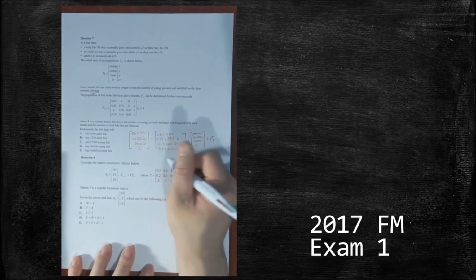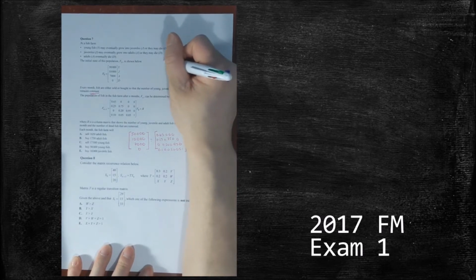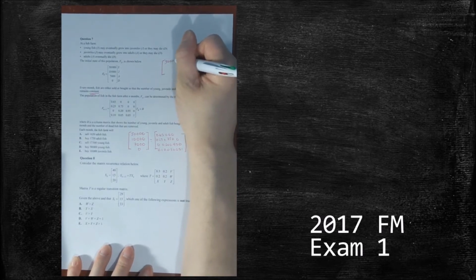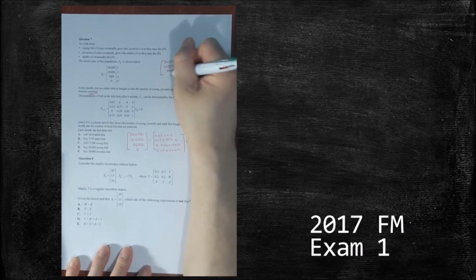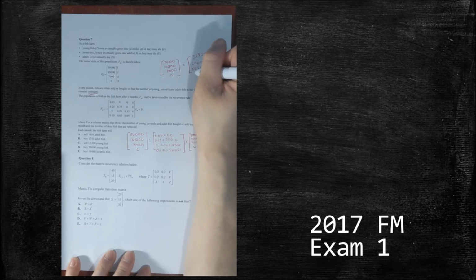So you end up with, let's go up here, 50,000, 10,000, 7,000, 0 equals 32,500, 20,000, 8,650, and then 5,850 plus B.